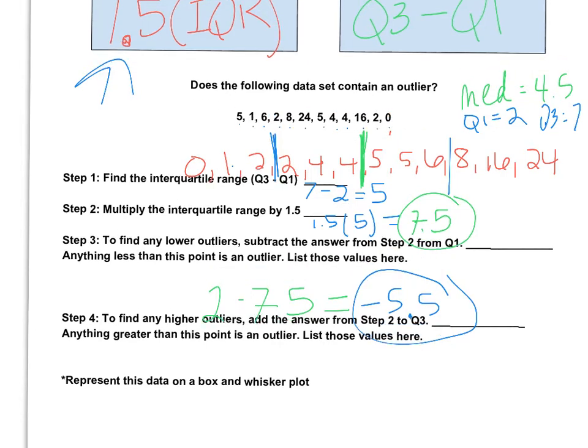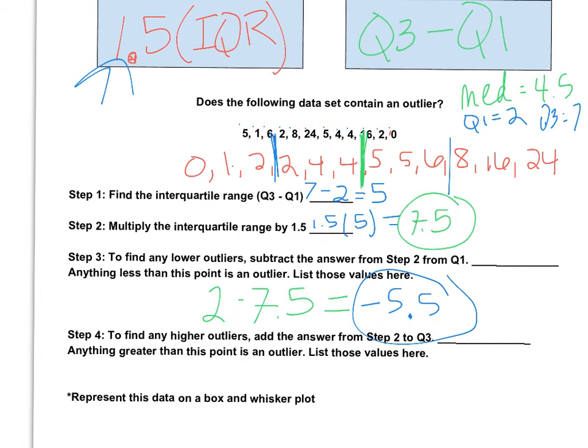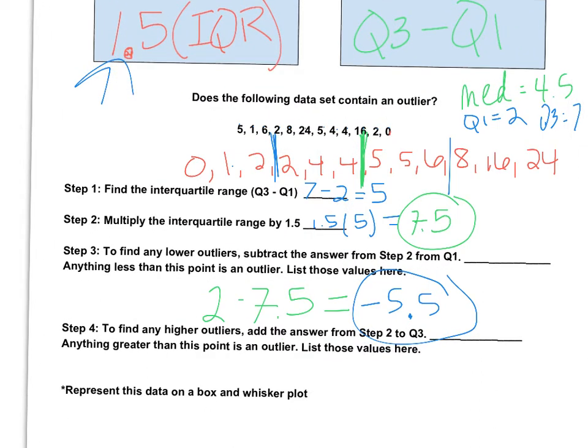Likewise, to find our upper outliers or higher outliers, we're going to add the answer from step 2. So we're going to add this 7.5 to our quartile 3. So quartile 3 is 7. If we add 7.5, that's going to give us 14.5. So anything above 14.5 is going to be considered an outlier on our higher end.